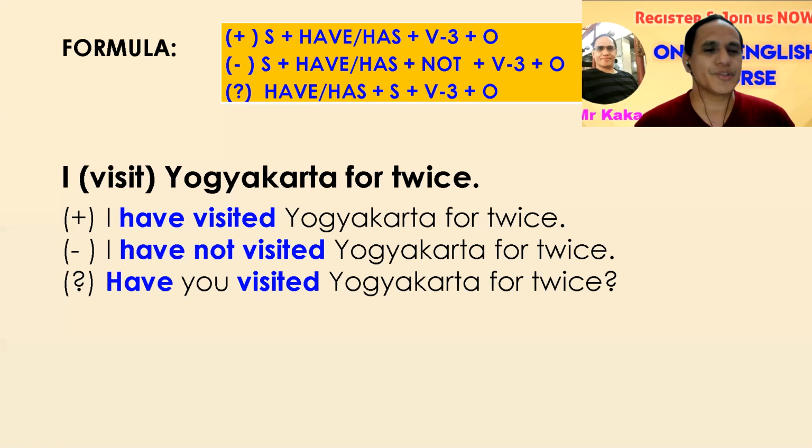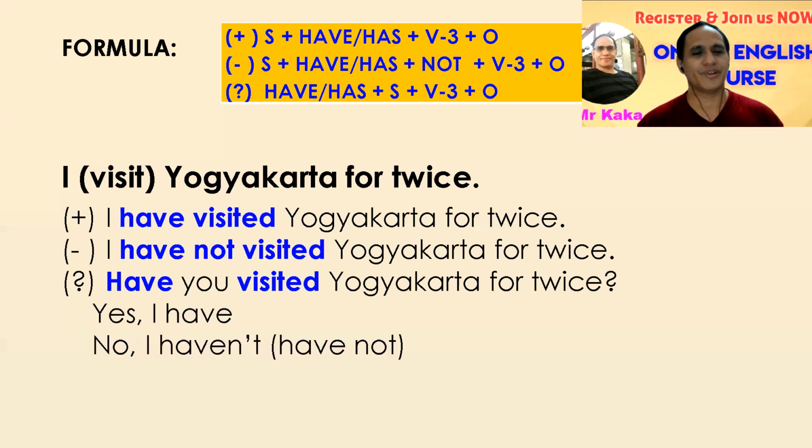Okay, and then if you want to change the sentence into the interrogative form, it will be: Have you visited Yogyakarta for twice? Apakah kamu sudah mengunjungi Yogyakarta sebanyak 2 kali? If you think that you already did it before, you will say yes, I have, or no, I haven't. Okay, this is the context of simple present perfect tense.